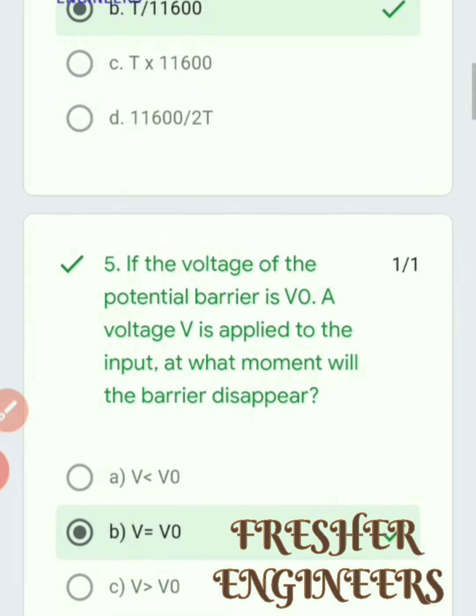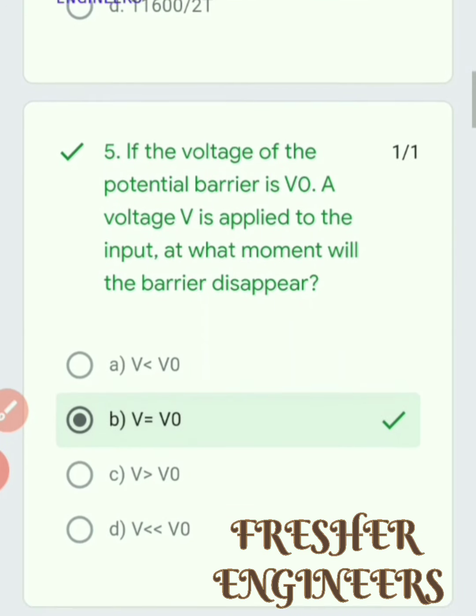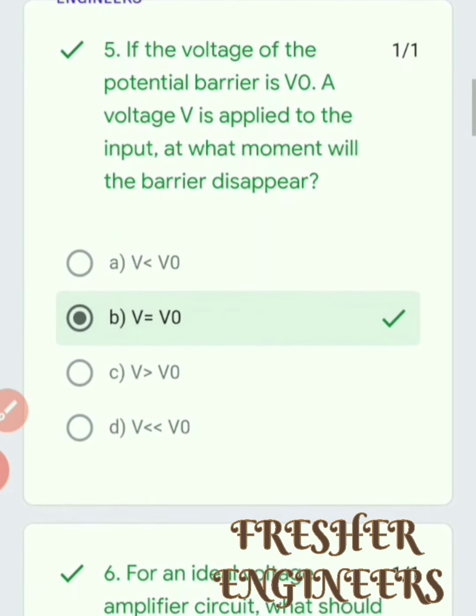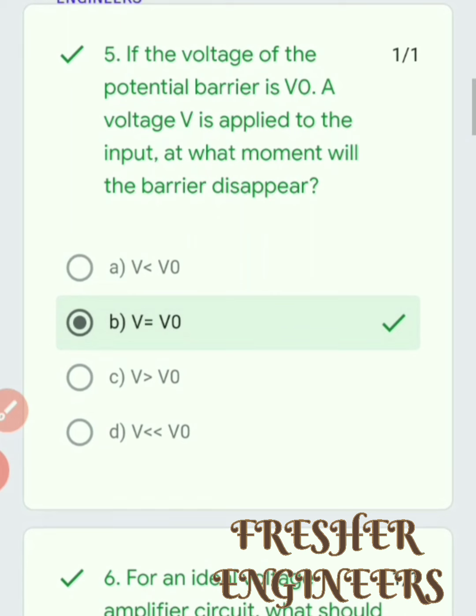If the voltage of the potential barrier is V0, a voltage V is applied to the input. At what moment will the barrier disappear? V equal to V0. Hence, the correct option is B.